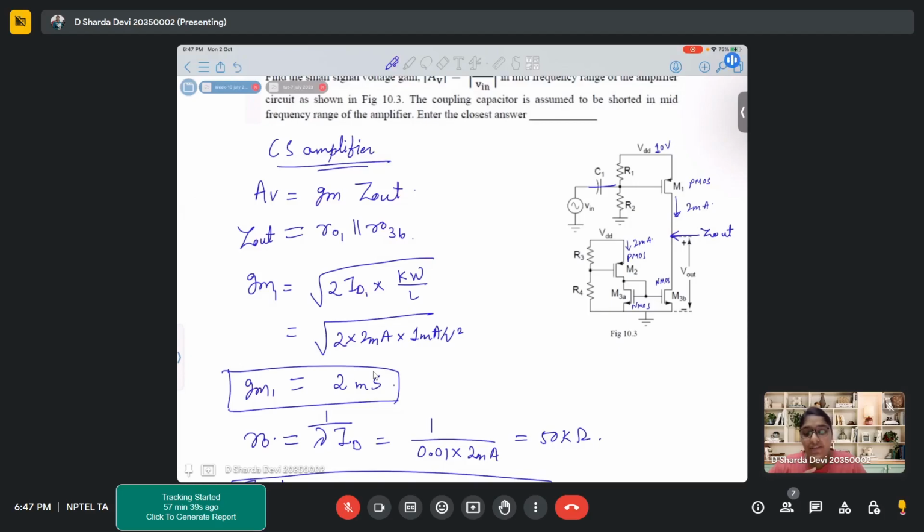First of all, the idea is whenever you are analyzing an amplifier, while you are designing, you make sure that all your transistors are in saturation. While you are solving the problem, you assume that all the transistors are already in saturation, because amplification you will only get when all the transistors are in saturation. Otherwise, you won't get the amplification operation.